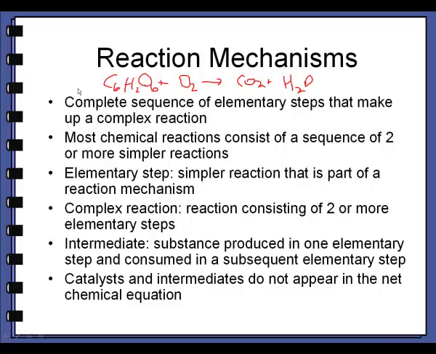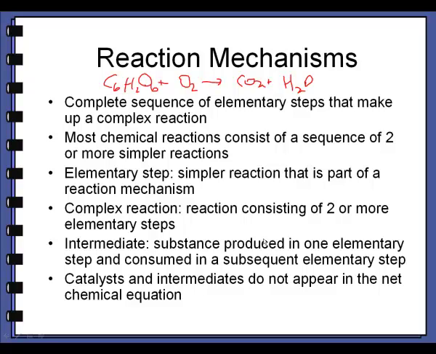So this mechanism idea isn't so far removed from things that we've learned before, not only in this class but in other classes. Each step of a mechanism is known as an elementary step. This is a simpler reaction that is part of the overall mechanism. A complex reaction is a reaction consisting of two or more steps. Now there are things known as intermediates and things that are catalysts that show up in these mechanisms. An intermediate is something that's produced in one elementary step and is consumed in a subsequent step.